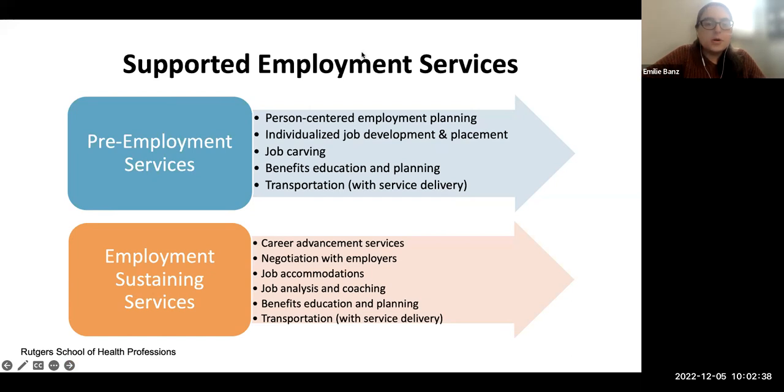So for all of my supported employment workers out there, are these the types of services you all are providing currently in your role? Just give me a yes or a no in the chat box for my supported employment providers here. All right, I got some yeses. Very good. And these are services that are outlined in your regulations.